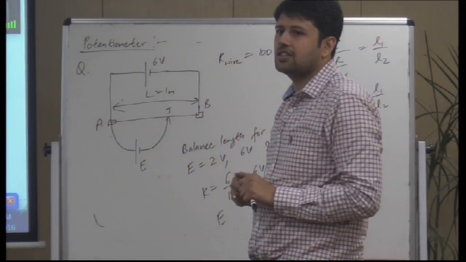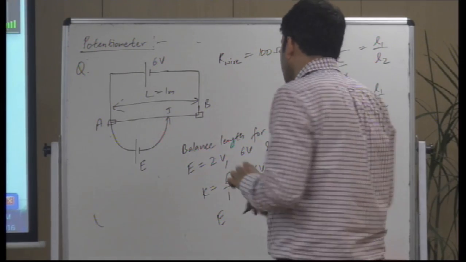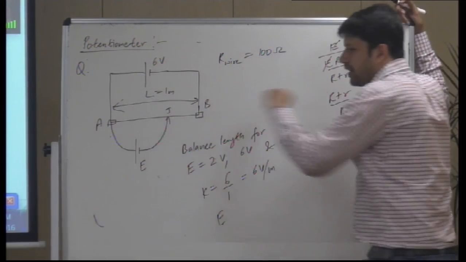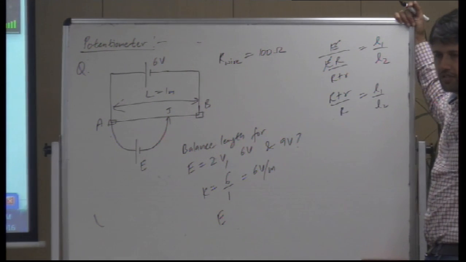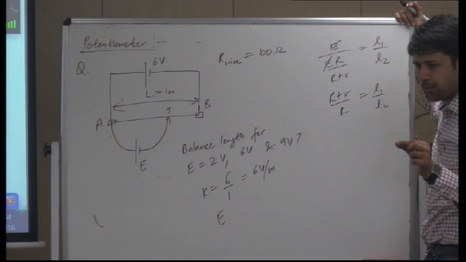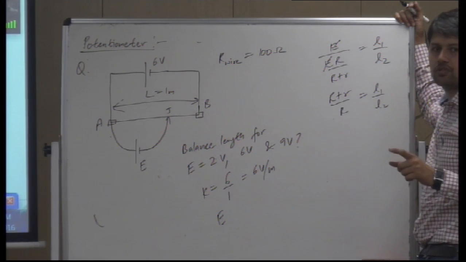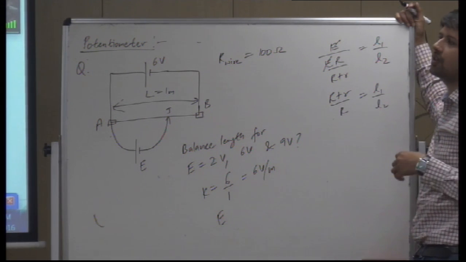So if we have a small wire, the potential gradient would be high. Which means what? For a very small change in length, the voltage would change through very large values.